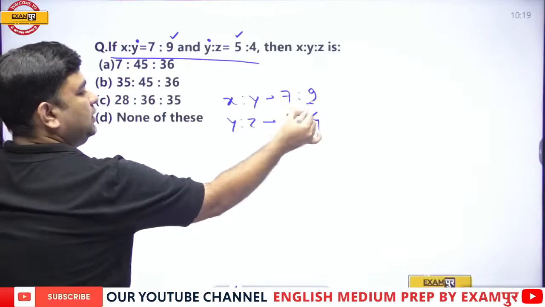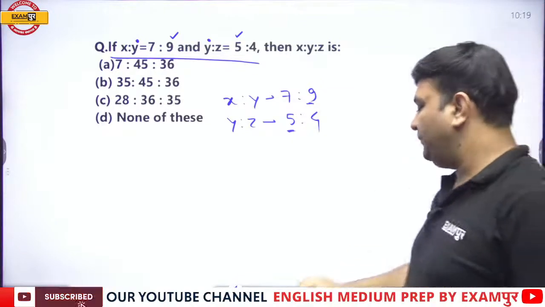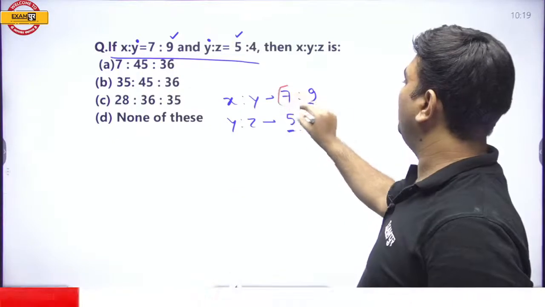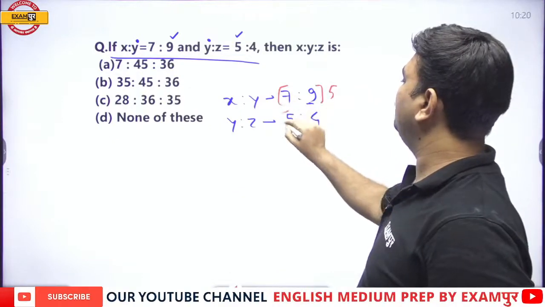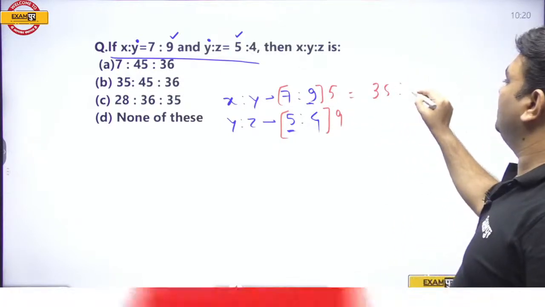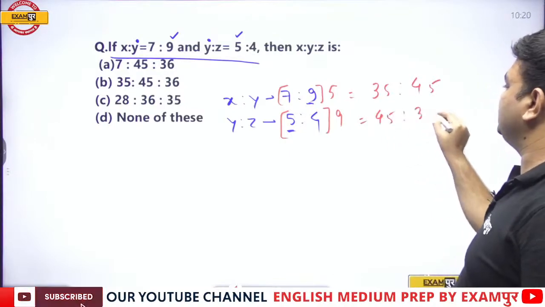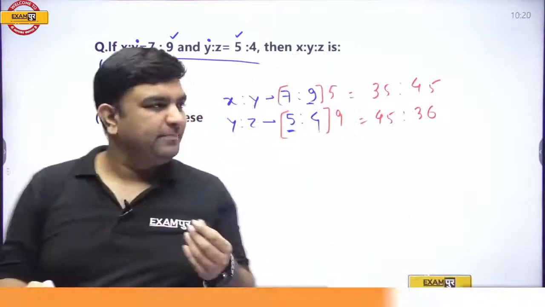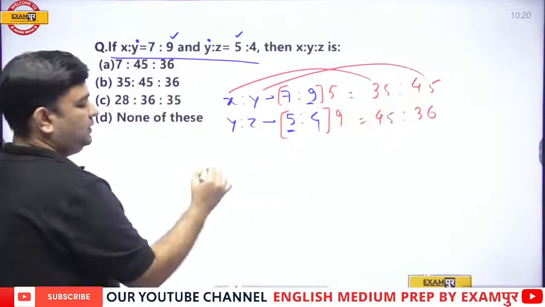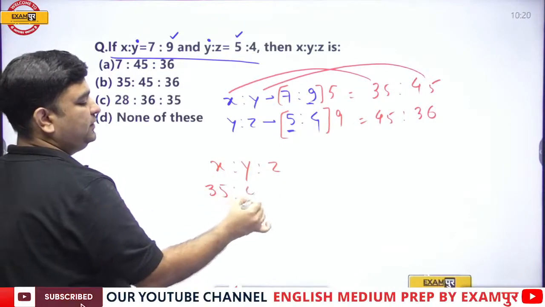So 9 and 5 can be connected. The only thing is we have to multiply by their inverse to make the value of Y equal. To make the value of Y equal, we have to multiply by the inverse. So 35, 45, 45, 36. X is 35, Y is 45, so X, Y, Z is 35, 45, 36.